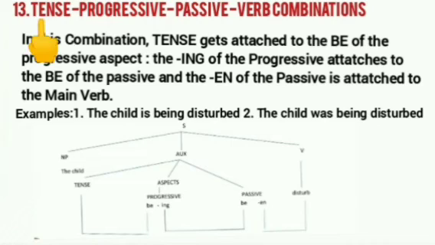Let us analyze the tense progressive passive verb combinations. In this combination, tense gets attached to the be of the progressive aspect. The ing of the progressive attaches to the be of the passive, and the en of the passive is attached to the main verb. Examples: the child is being disturbed. The child was being disturbed.